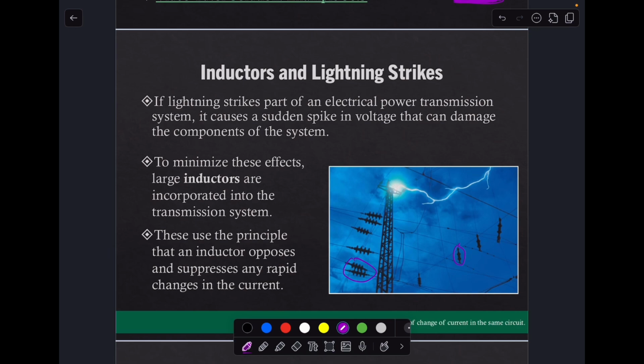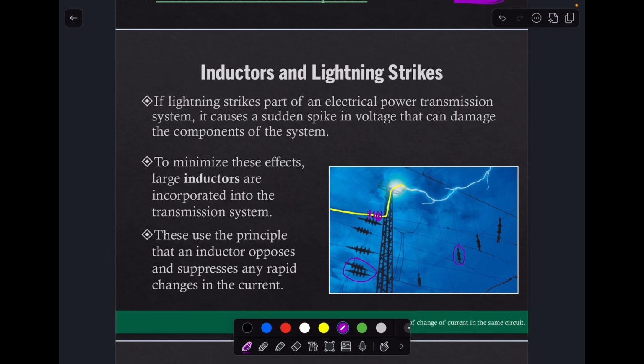So if lightning strikes a tower, a transmission line tower, there's going to be a sudden spike in the voltage and the current. And in order to keep that spike from flowing down the line to your house, blowing things up, in order to stop that, we put inductors there to absorb this rapid change in current, okay?